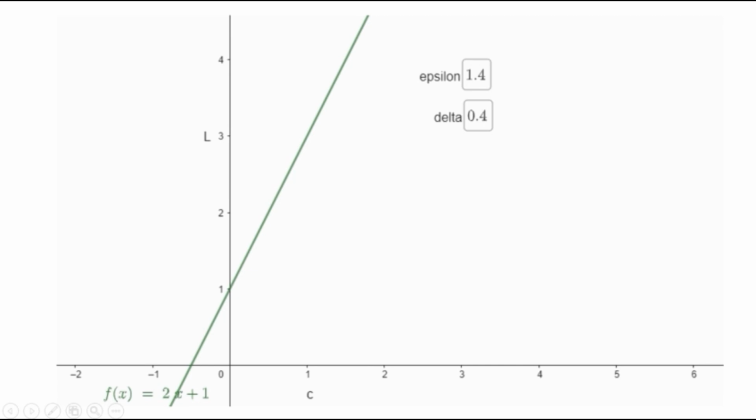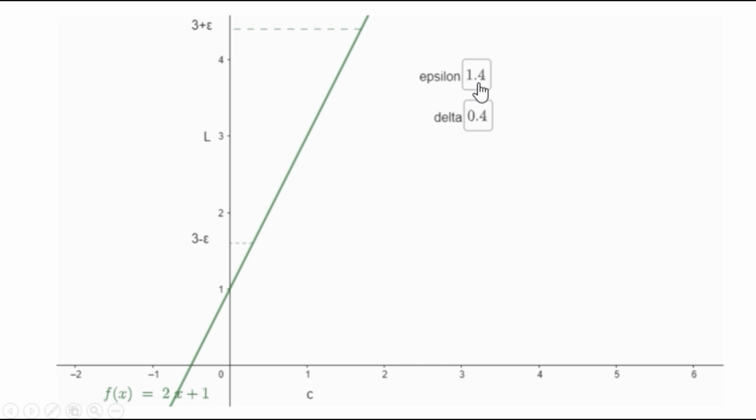So here I use GeoGebra to visualize what is happening when proving the limit. This is the graph of 2x plus 1, the function that we used before. And c is here, c is 1, and the purported limit L is 3, this one. Here we can put entries for epsilon and delta. So the doubter will adjust this value, and the convincer will also adjust this delta value in accordance to the changes in the epsilon.